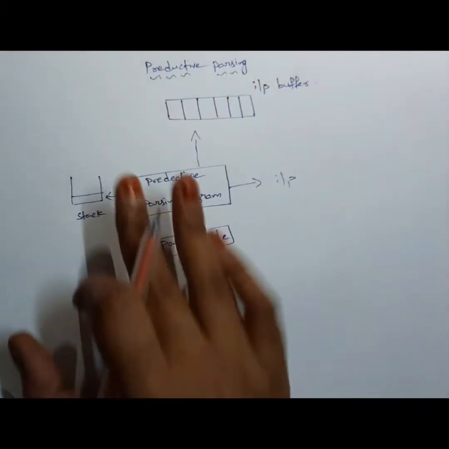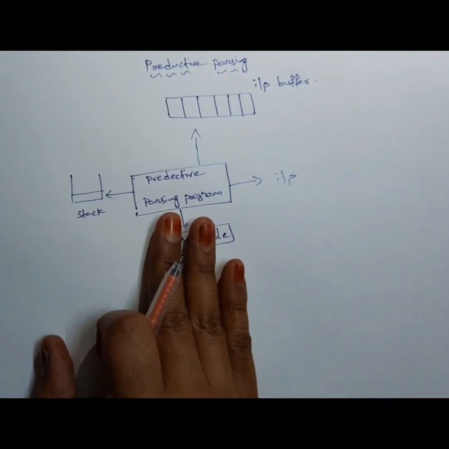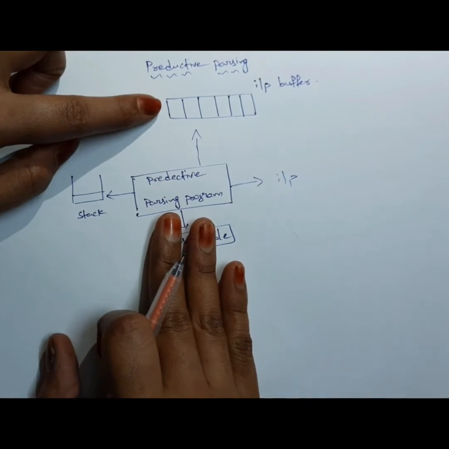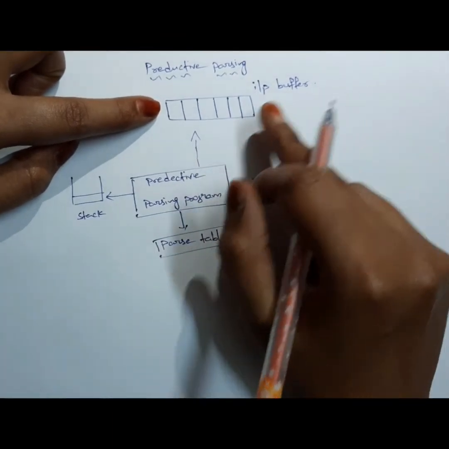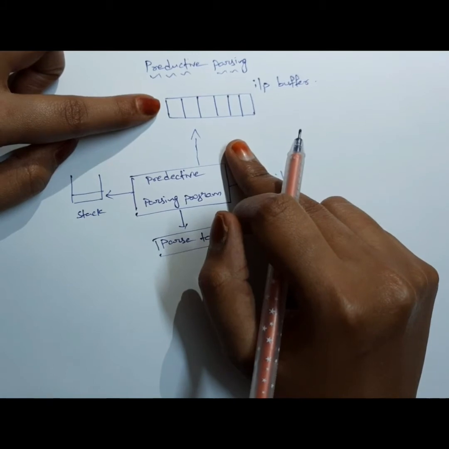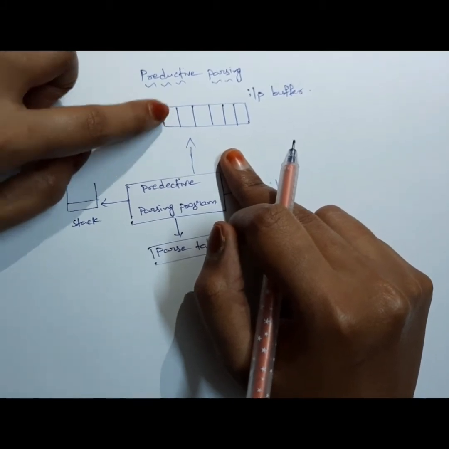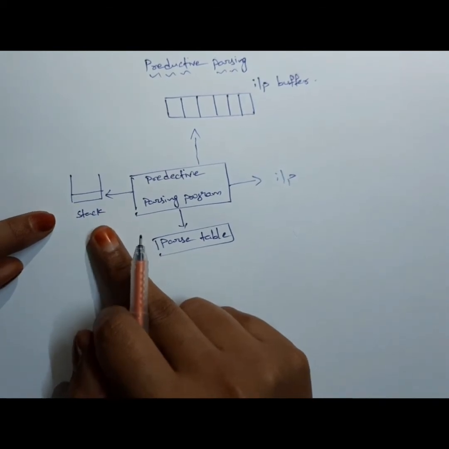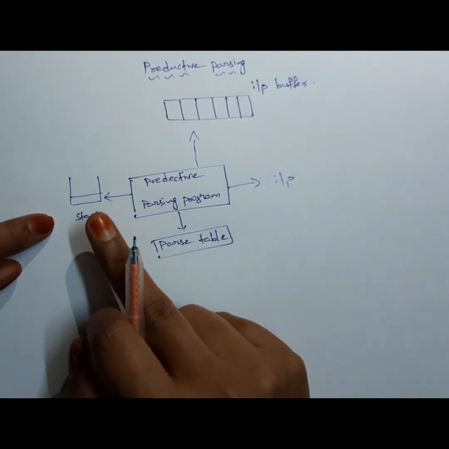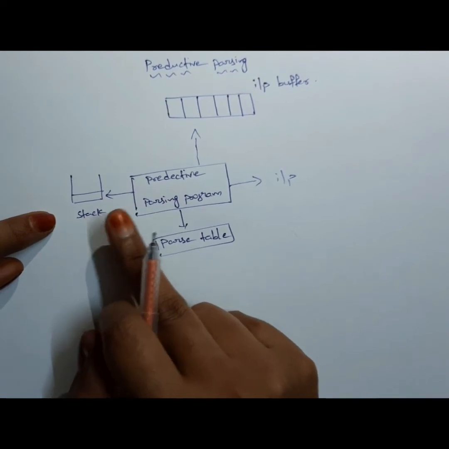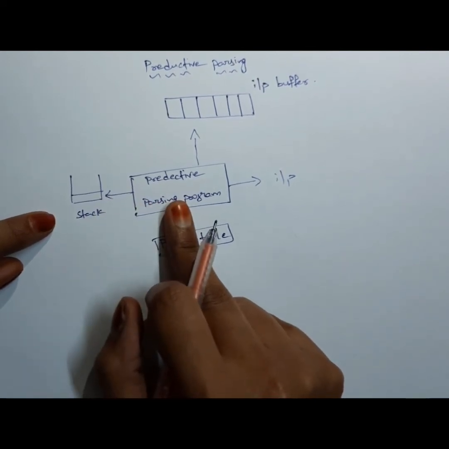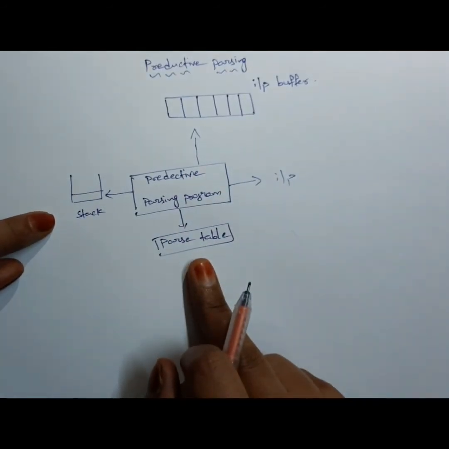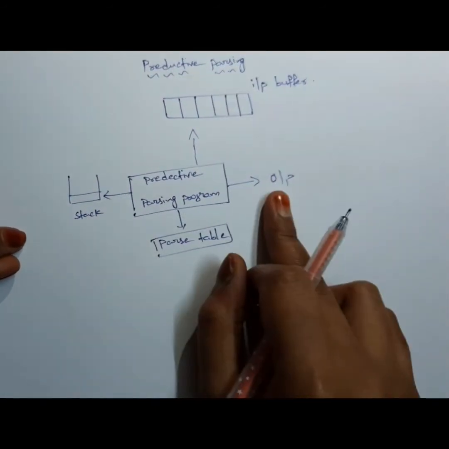This entire figure shows how the predictive parsing will be done. See, this is the input buffer, the input which we take into the compiler to construct the parse tree. The values which we take in the input buffer will be stored in the stack. By using this stack, the values will be taken into the predictive parsing program, and in this program we will construct a parse table. Finally, we will get the output.